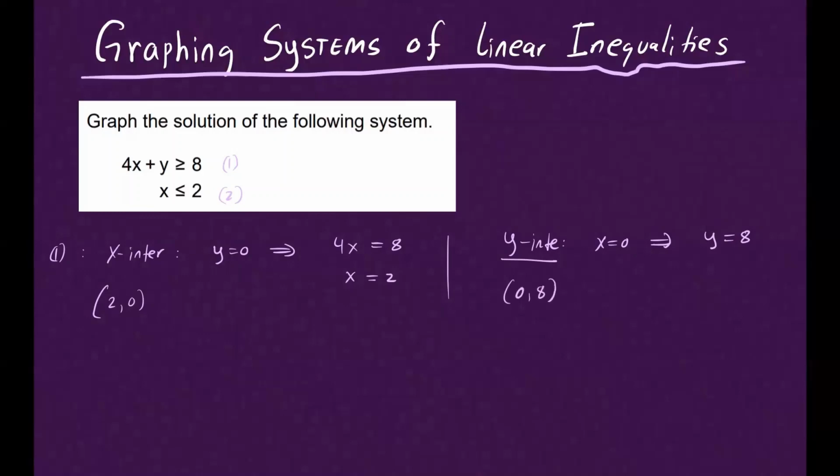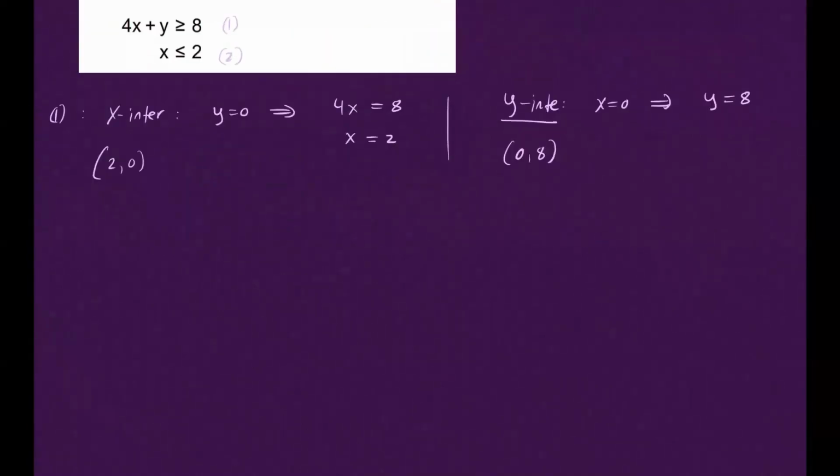So let's sketch that. And for the second one, there is no need to do a lot of work because this is simply a vertical line at 2, and then we're going to shade in everything to the left of 2 because x is less than 2. So now we're ready to sketch this into our Cartesian plane, just like this.